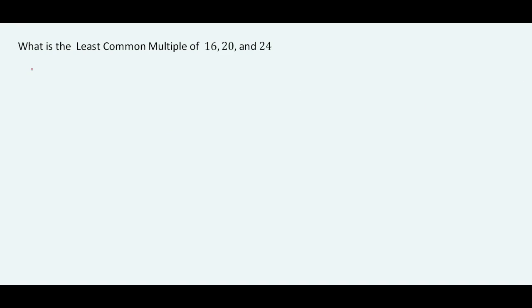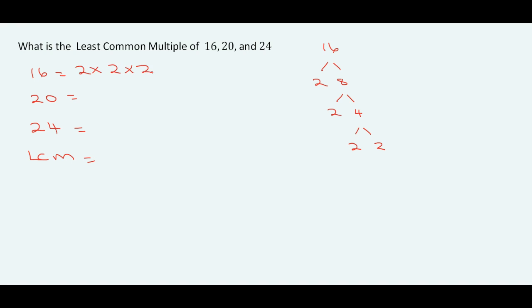So let's look at 16, 20, 24, and then the least common multiple. Start with 16. We have 2 multiplied by 8. 8 is 2 multiplied by 4. And 4 is 2 multiplied by 2. So we have 2 times 2 times 2 times 2. Let's deal with 20. We have 2 multiplied by 10. 10 is 2 multiplied by 5. So we have 2 times 2 times 5.